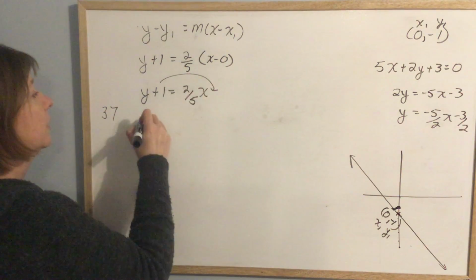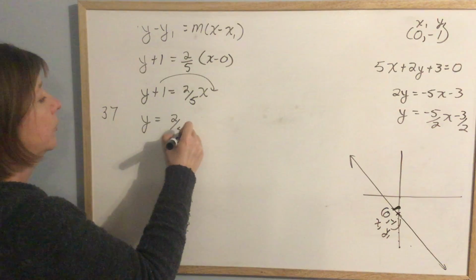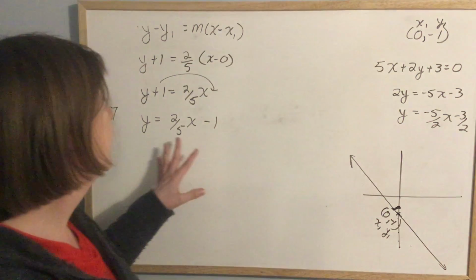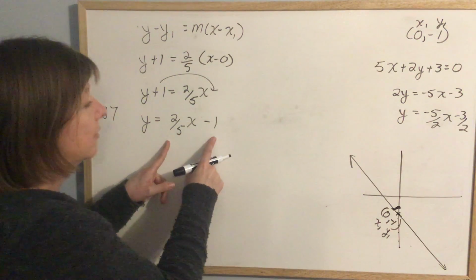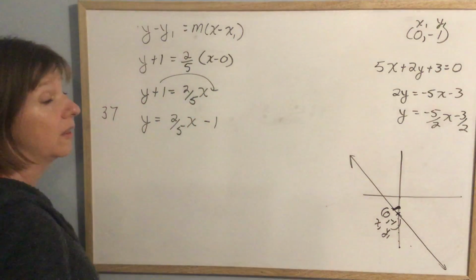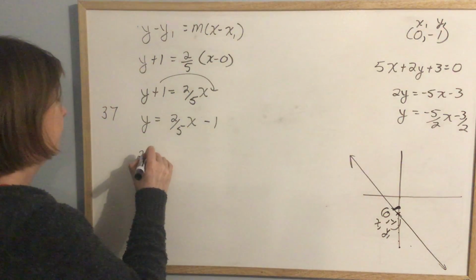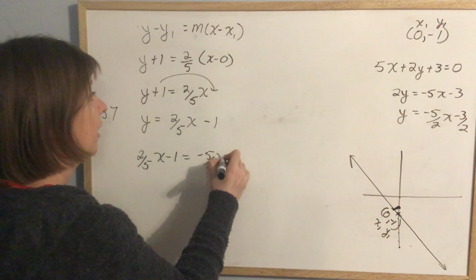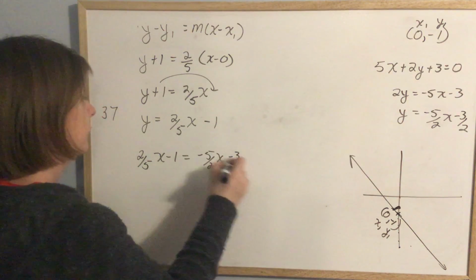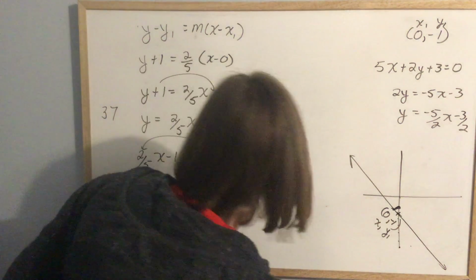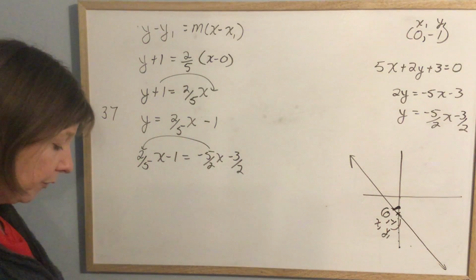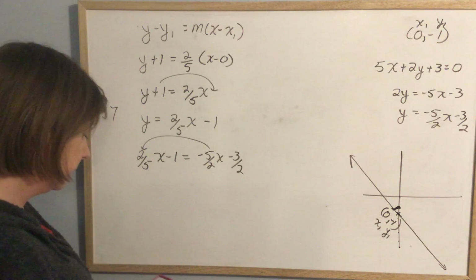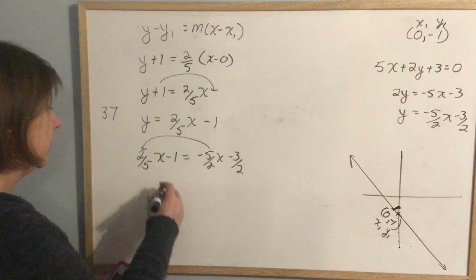So I'm going to move this over here. So y is 2 over 5 x minus 1. So I will take this equation and make it equal to this one. That's my second step. So 2 over 5 x minus 1 equals negative 5 over 2 x minus 3 over 2. So I'm going to move this over here. So I have 2 over 5 plus 5 over 2, which gives me 29 over 10.